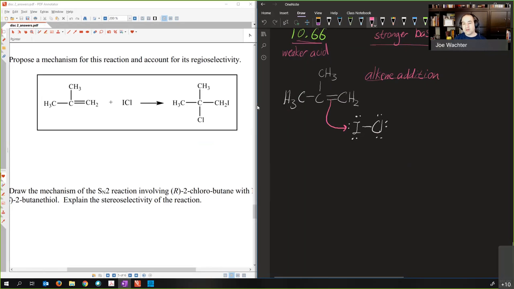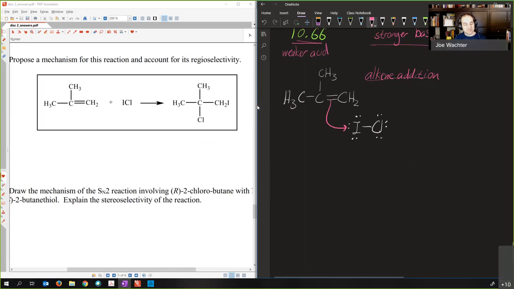Now, I guess I sort of jumped a little too far forward here. Why did I know that the alkene is supposed to attack the I and not the Cl? There's really two answers to this question. Okay, interesting idea. So the slight negative, the I is bigger.